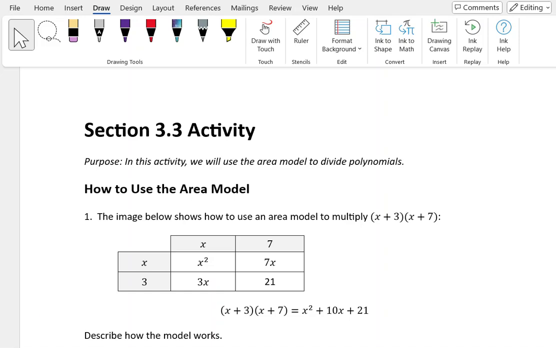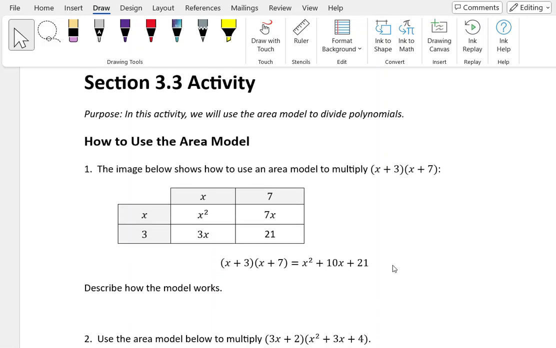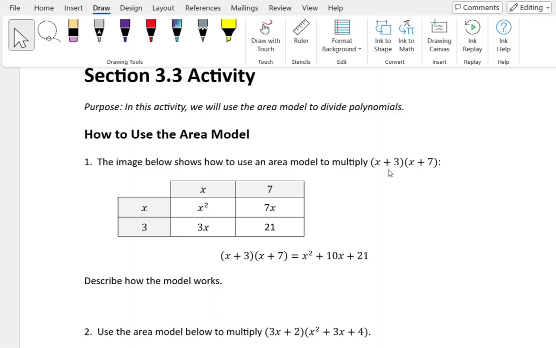In this video for section 3.3, we're going to use the area model to divide polynomials. So we're going to start by introducing the area model and how it works. So here's an example that's written out for us. We have x plus 3 times x plus 7. Notice that x plus 3 is written along the left side, and x plus 7 is written along the top.